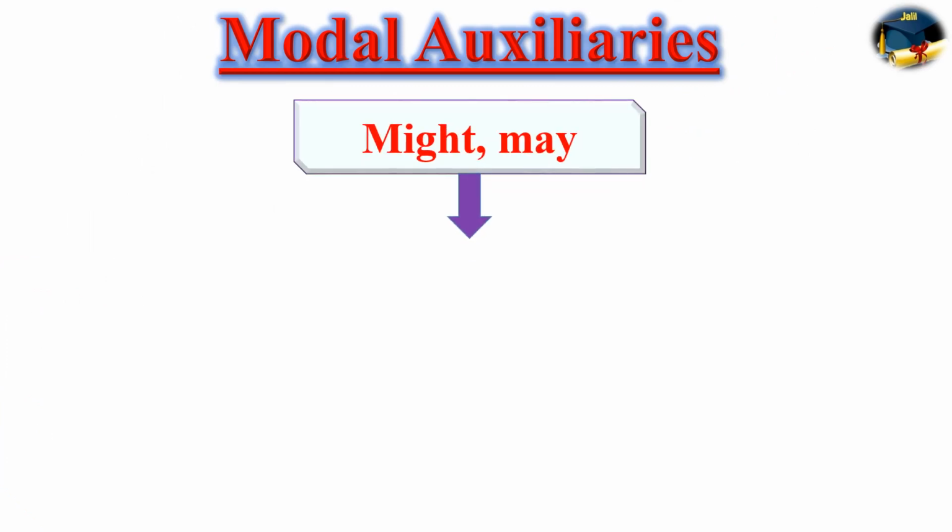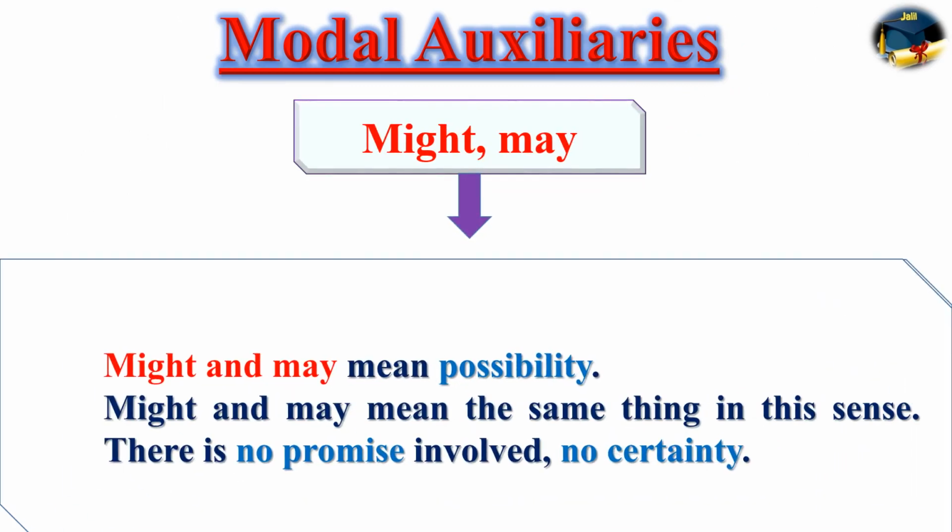So let's take a look at might and may. Might and may mean possibility. Might and may mean the same thing in this sense. There is no promise involved, no certainty.